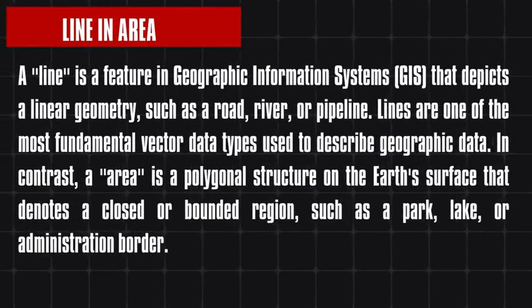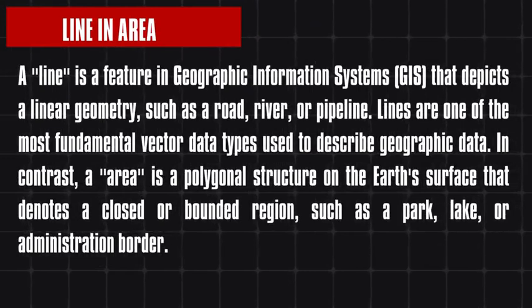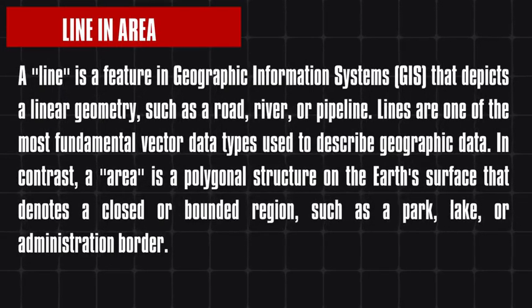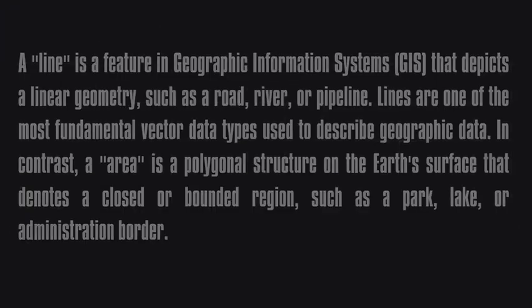Line in area. A line is a feature in geographic information systems, GIS. This depicts linear geometries such as a road, river, and highway. Lines are one of the most fundamental vector data types used to describe geographic data. In contrast, an area is a polygonal structure. On the Earth's surface, it denotes a closed or bounded region, such as a park, lake, or administrative border.